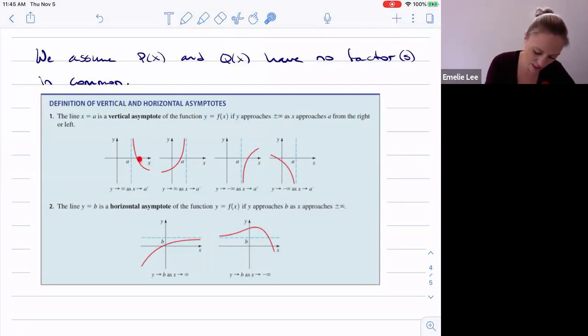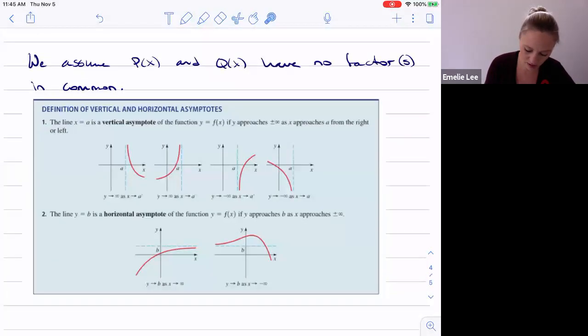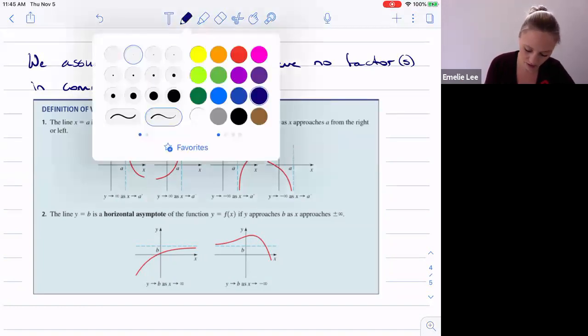As x approaches a from the right, so from the positive side, we say a to the power of plus, which is hard to see here. So that's why I'm going to write it out. But if we're approaching a from the left, we do a to the power of the negative. And depending on if the function is going up, up, up, or if it's going down, down, down, we use y is approaching infinity as x is approaching a from the right, that type of notation.